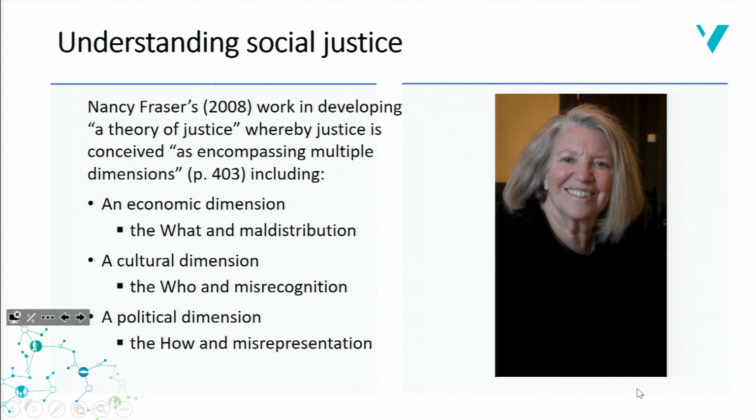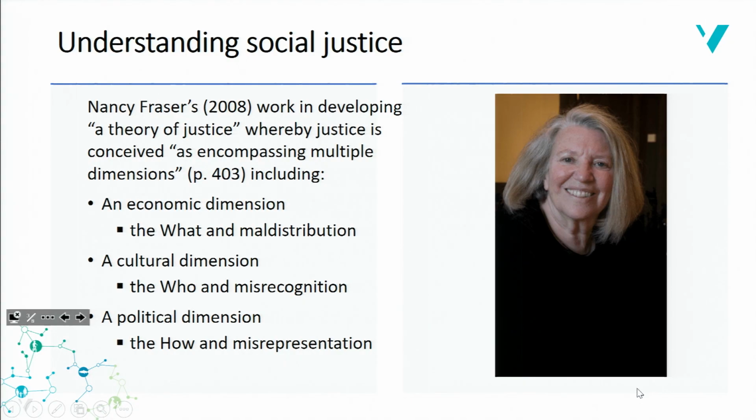The cultural dimension is about the who. Who is involved in this? What is their background which should be taken into consideration? And what are their aspirations? So what is it that they want from an education, for instance, for their children? The political dimension is about representation. Who is making decisions on whose behalf?